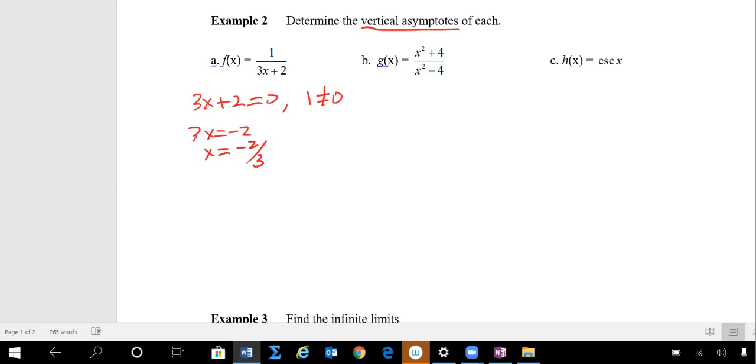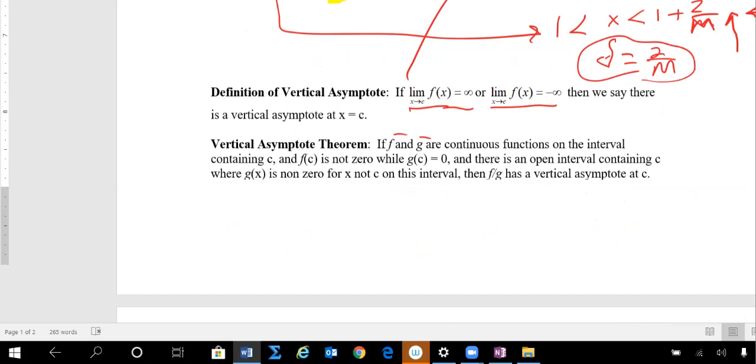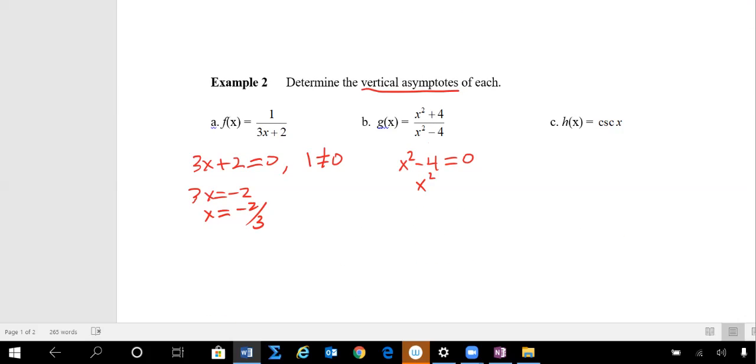And here's another one. Let's see. Start with that denominator again. Is that 0 anywhere? Yeah. It's 0 at plus or minus 2, which means, now look at that numerator. That numerator is never 0. So let's make a note. x squared plus 4 is not 0.